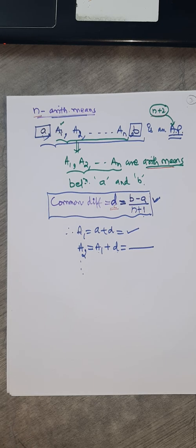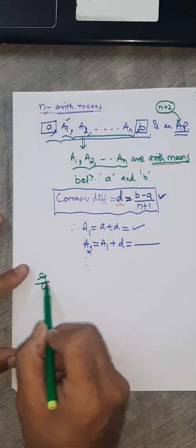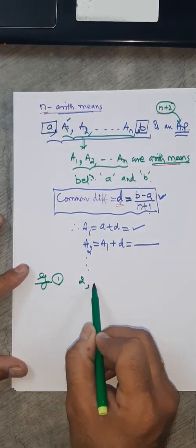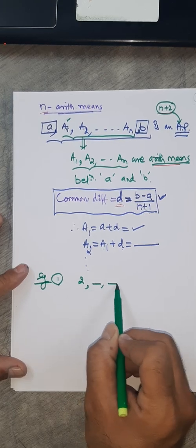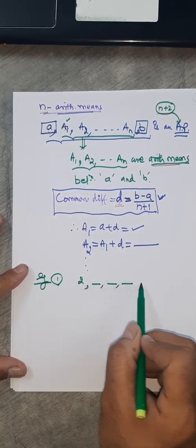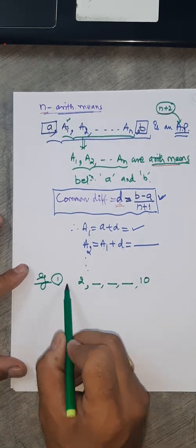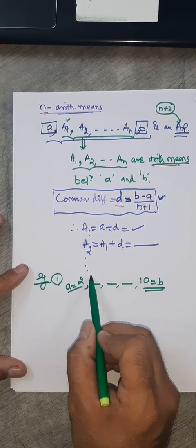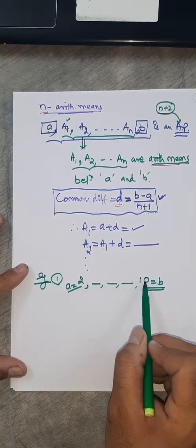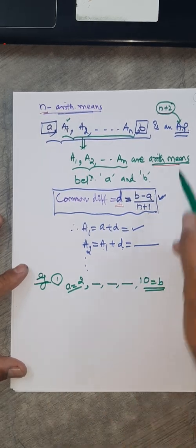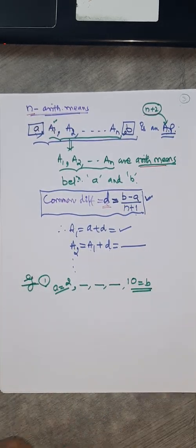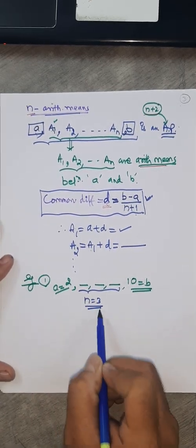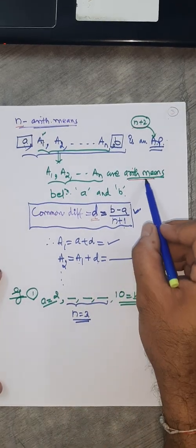Like this, let me take one example. Suppose I start with 2, which is small a. I want to put 3 numbers, 1, 2, 3, suppose 4, 6, 8, and then I'll put 10. This is small a and this is small b as per the above theory. I want to place 3 numbers between 2 and 10 in such a way that the total 5 numbers form an arithmetic progression. How many numbers do I want to place? 3. So n is 3, which means 3 arithmetic means.